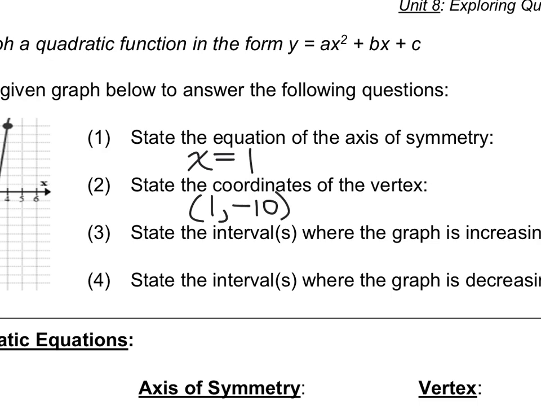Interval where the graph is increasing, so going uphill. Hard 1, infinity soft, exactly. It starts at 1, and we can never capture infinity, so we can't put the hard bracket on that. Exactly.